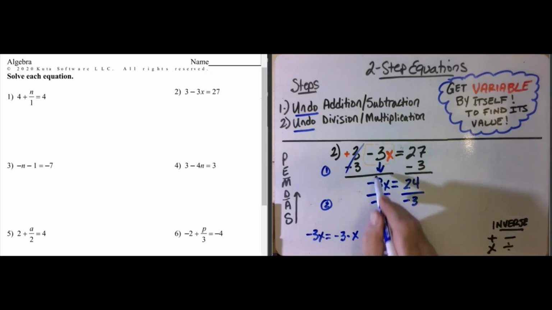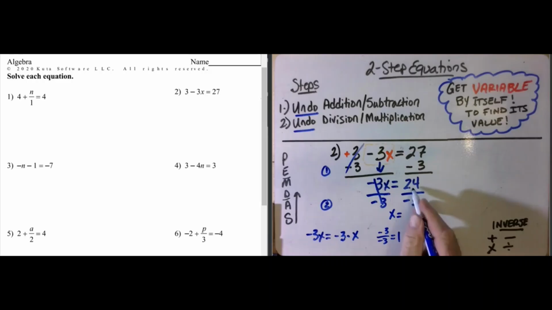Remember that anything over itself is equal to 1. So that allows you to cross those out and simplify that to 1. So this is 1x. Of course, the 1 is assumed. And then 24 divided by a negative 3 is a negative 8. So you found the value of the variable x. It is a negative 8.